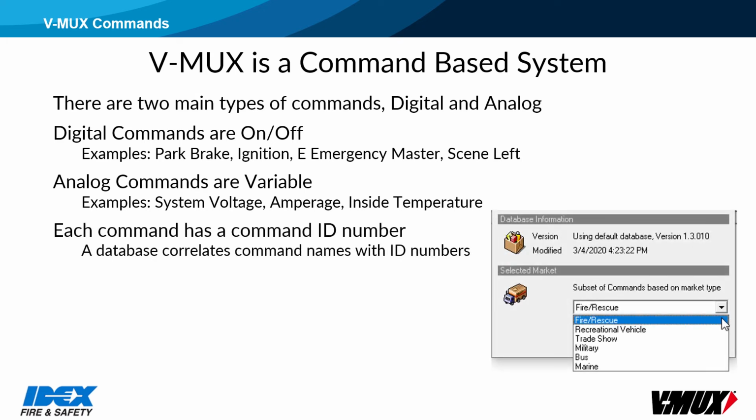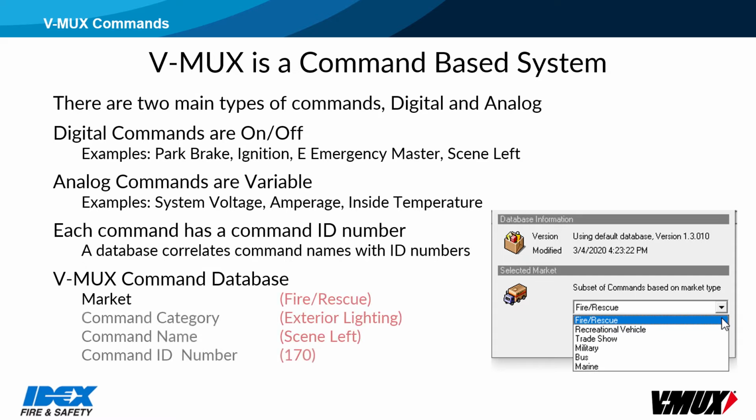There is a command database that correlates command numbers to names. This database is split up into 6 different markets: fire rescue, recreational vehicle, trade show, military, bus, and marine. Our focus will be on the fire and rescue market. The database is further split up into command categories, such as emergency commands, door switches, interior or exterior lighting. Each category has individual related commands with intuitive names.